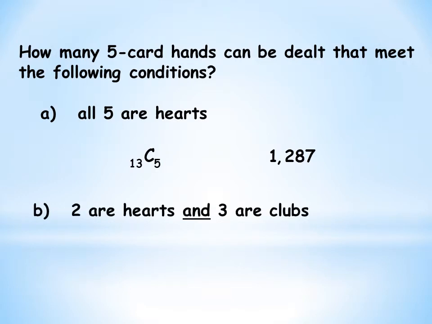Next, 2 are hearts and 3 are clubs. Remember, we talked about if you have the word and, you're going to multiply the numbers together, and if you have an or, you're going to add them. So I want 2 hearts. There are 13 hearts in a deck, and I want 2 of them, so that would be 13C2. There are 3 clubs that I'd like, so 13C3. And I'm going to have to multiply those 2 numbers together.